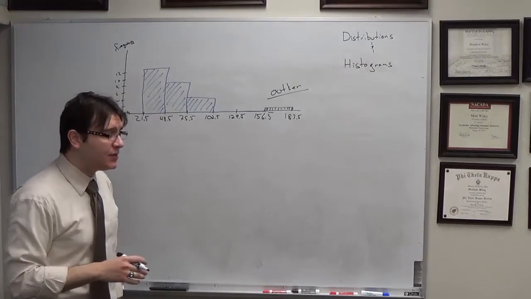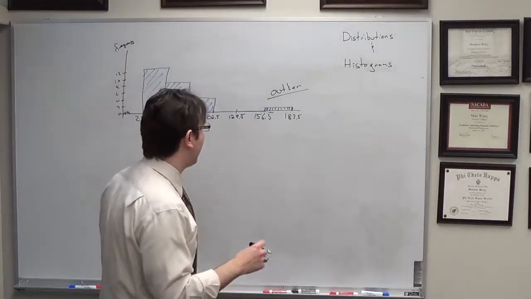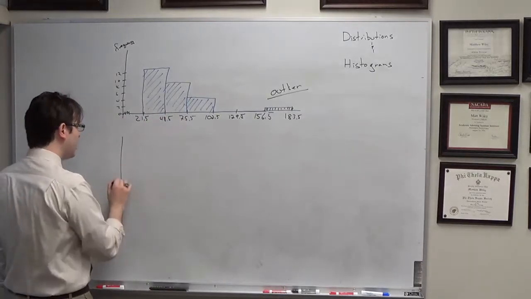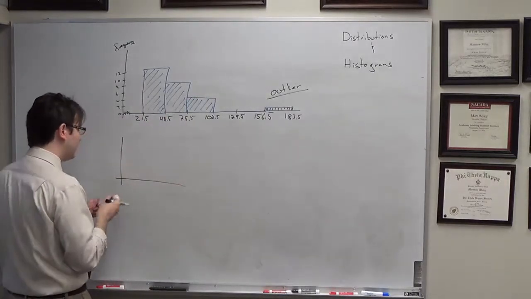There's different types of histograms that you could have. I'll try to draw up a couple here. We've got this one here. We could have one that looks a little bit opposite.